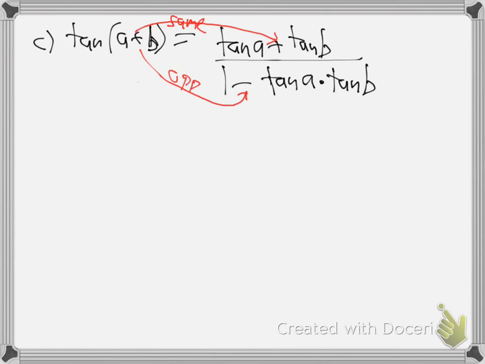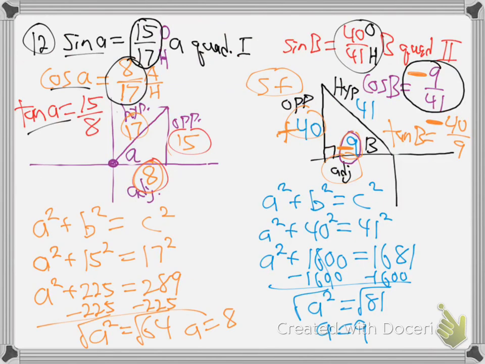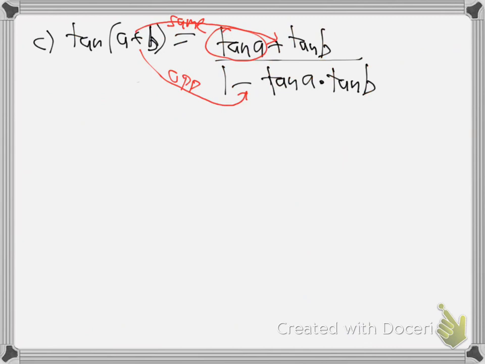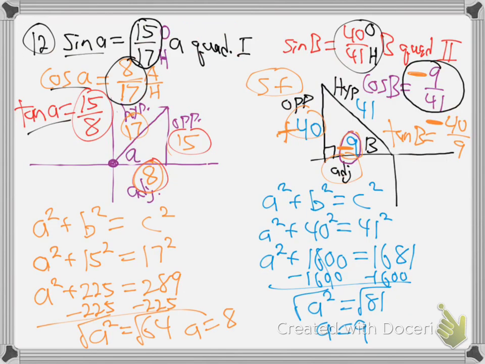So now we just got to go get those pieces. Tangent of A, what is it? Going back, tangent, there it is, 15 over 8. So that'd be 15 over 8 plus tangent of B. And I'm going to put tangent of A in the bottom also. 15 over 8 times tangent of B. Tangent of B is minus 40 over 9.